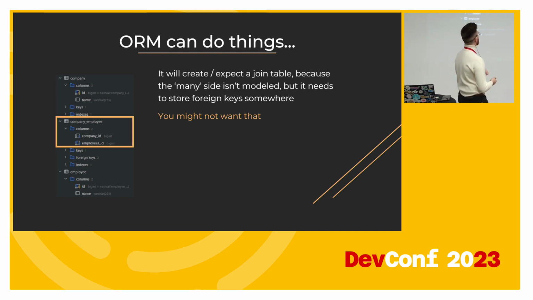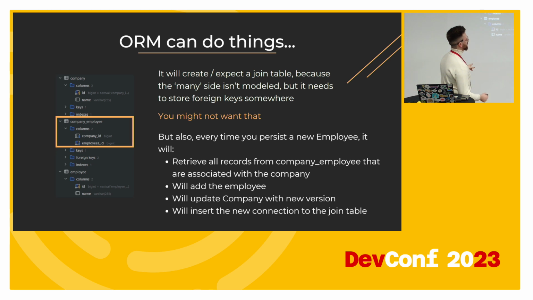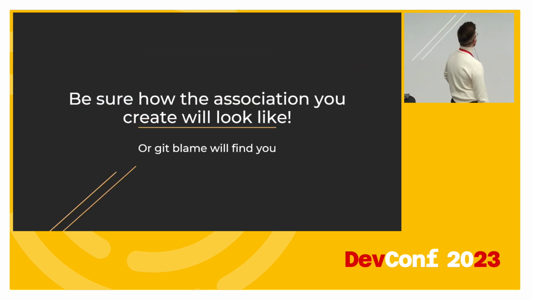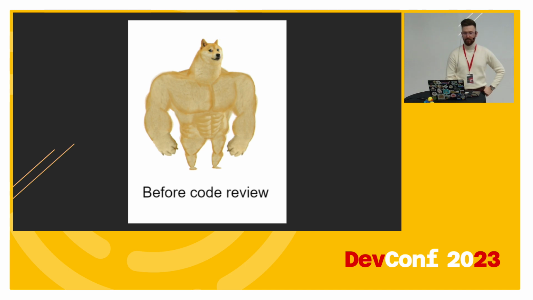But what's more interesting is how the insert to the employee table will look. It will retrieve all records from the join table that are associated with the company for which the employee will be created, I believe. It will add the employee to the employee table, update the company with a new version (version is something for optimistic locking, I will be talking about it later), and insert the new connection to the join table. So for such a simple join table, Hibernate, because of that mapping, is doing very many operations. They are not necessary. If you map it well, it will work simpler. Okay, be sure how the association you create will look, or Git blame will find you. That's my favorite meme.